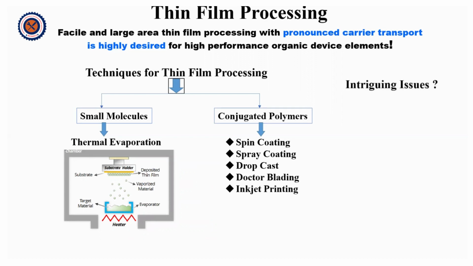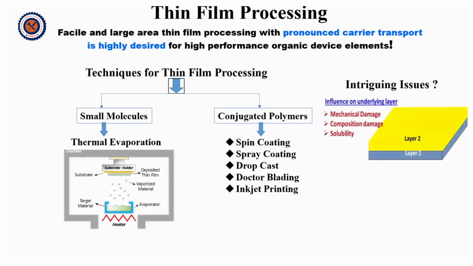Now, there's an intriguing issue in these techniques: what is the influence on the underlying material? For example, if we deposit one material and want to deposit another on top of it, what happens to the underlying material? In these techniques there is mechanical damage, compositional damage, and a solubility issue. In order to rectify these issues, we have devised a new technique in our area called the floating film transfer method.